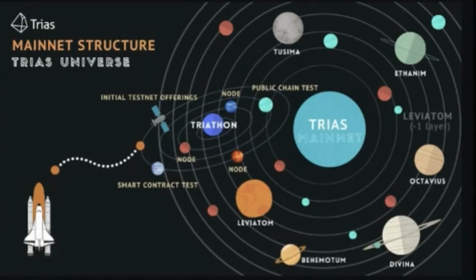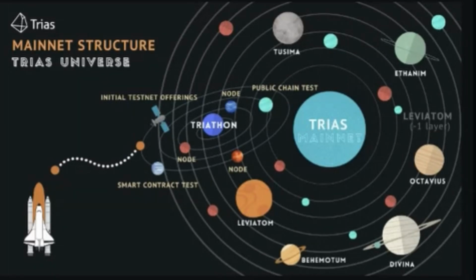So just to give you a quick overall view of what Trias is. Trias mainnet is made up of 7 eco projects in the Trias ecosystem: Triathlon, Tessima, Ethereum, Octavus, Divina, Behemothon, and Leviathan. Each project has its own value proposition, technical architecture, token economy, applications, and ecosystem. On one hand, as individual projects, they each have their own mainnets and are made up of nodes. On the other hand, they are also nodes of the Trias mainnet, forming and maintaining the network, as well as serving specific functions and purposes of the Trias universe.